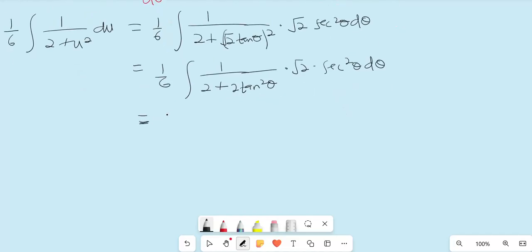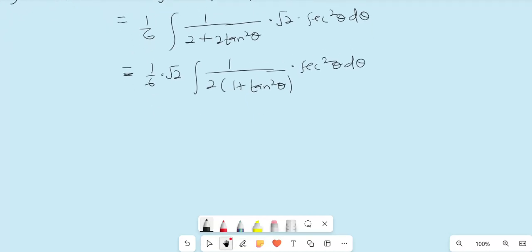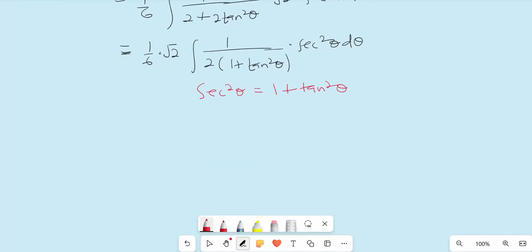Next, 1/6 square root of 2 is a constant. It comes in front. The integral of 1 over 2, 2 is constant in both terms, you can factorize that one out. 1 plus tan square theta times secant square theta d theta. So we know from our trig identity, secant squared theta is equal to 1 plus tangent squared theta. So we can just plug that in.